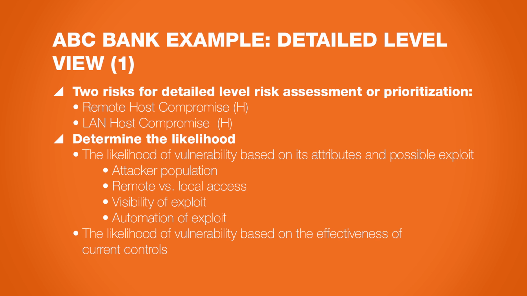Remote versus local access: the likelihood normally increases if a vulnerability can be exploited remotely. Visibility of exploit: the likelihood normally increases if an exploit is well known and publicly available. Automation of exploit: the likelihood increases if an exploit can be programmed to automatically seek out vulnerabilities across large environments. Second, the likelihood of vulnerability based on effectiveness of current controls. A set of questions can be designed to evaluate the effectiveness of existing controls. We'll discuss this in the risk mitigation section.